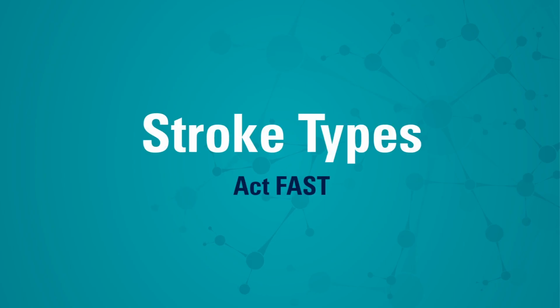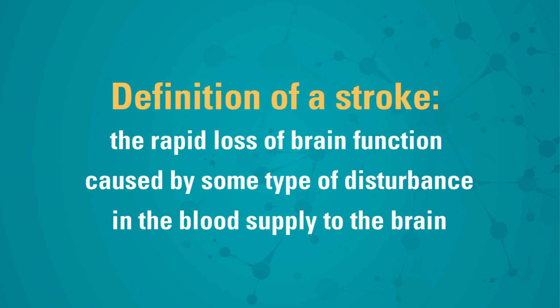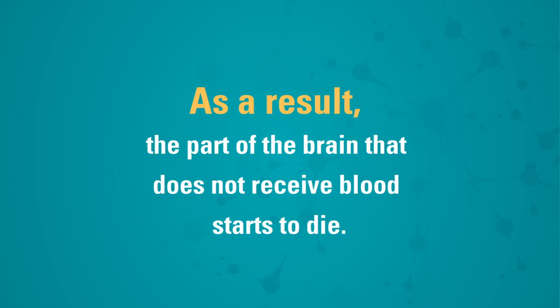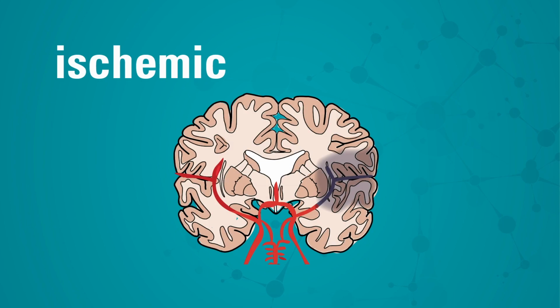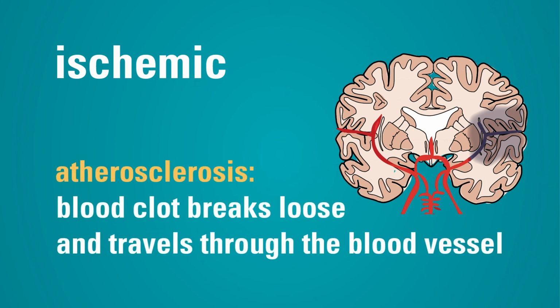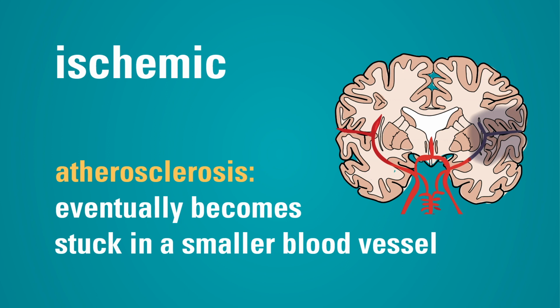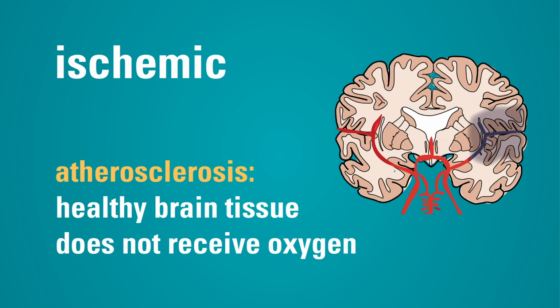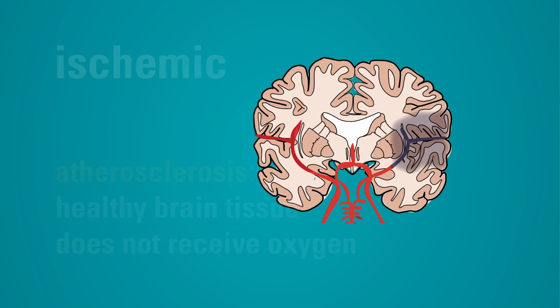Next, we'll discuss types of a stroke, how they differ, and why quick recognition is so important. A stroke is the rapid loss of brain function caused by some type of disturbance in the blood supply to the brain. As a result, the part of the brain that does not receive blood starts to die. An ischemic stroke occurs when blood vessels become blocked. This blockage can be caused by plaque buildup over time, atherosclerosis, or due to a blood clot that breaks loose and travels through the blood vessel and eventually becomes stuck in a smaller blood vessel. Once this blood vessel becomes blocked, any healthy brain tissue past that point does not receive the oxygen and nutrients it needs to live, therefore it will die.